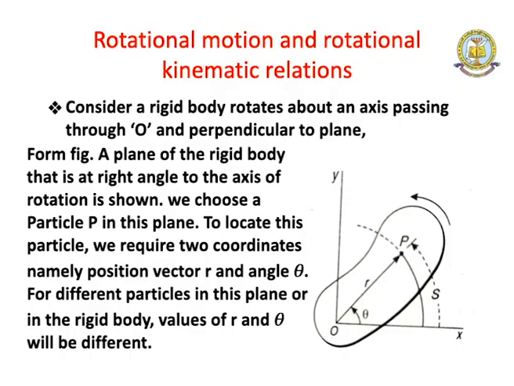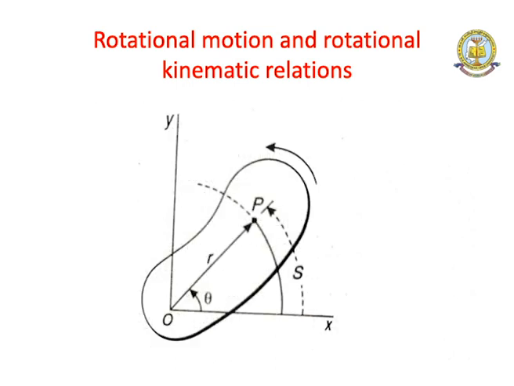Let us consider this as one of the rigid bodies. This is the rigid body, rotating about an axis passing through the center O and perpendicular to this plane, that is the OP plane. So this is the XY plane, and the Z axis is perpendicular to it. The XY plane is perpendicular to the Z axis.